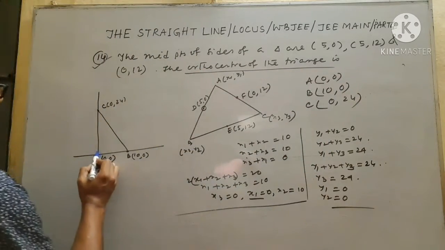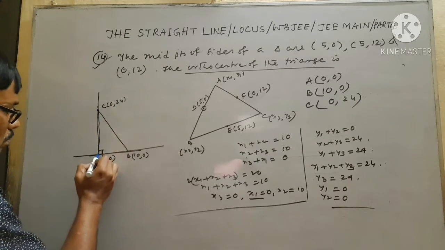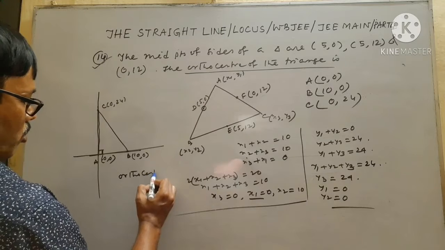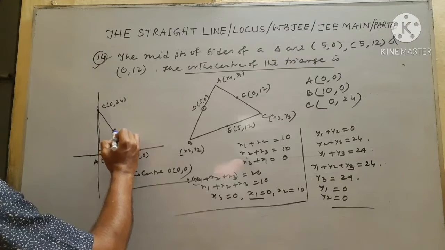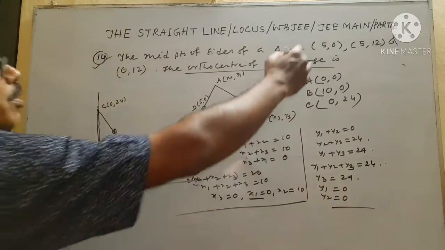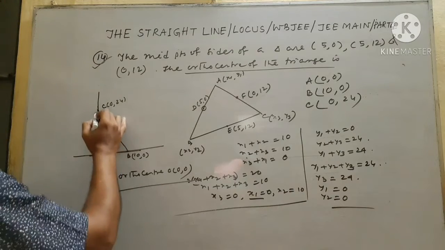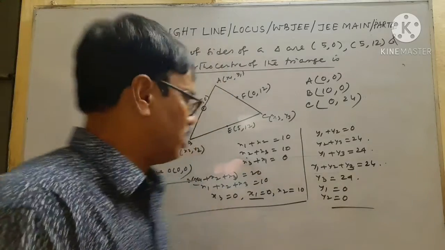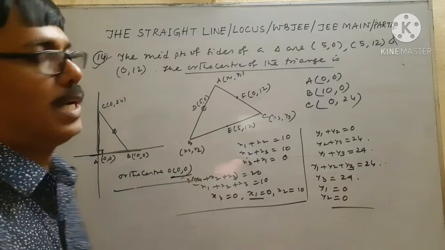If it is a right angle triangle, then the orthocenter is the point of intersection of the two perpendicular lines. So the orthocenter is (0, 0). Now if it is the circumcenter, it is the midpoint of BC. We are getting a particular case: if it is a right angle triangle, then the orthocenter is the point of intersection of the two sides at the right angle. So this is (0, 0).